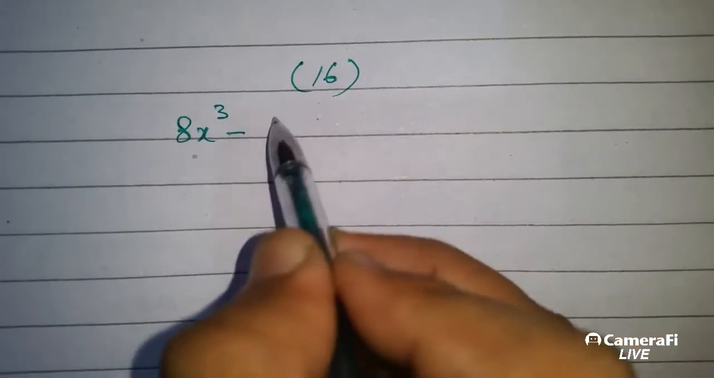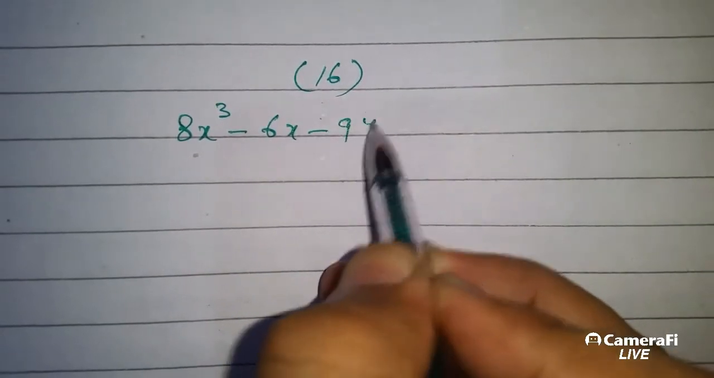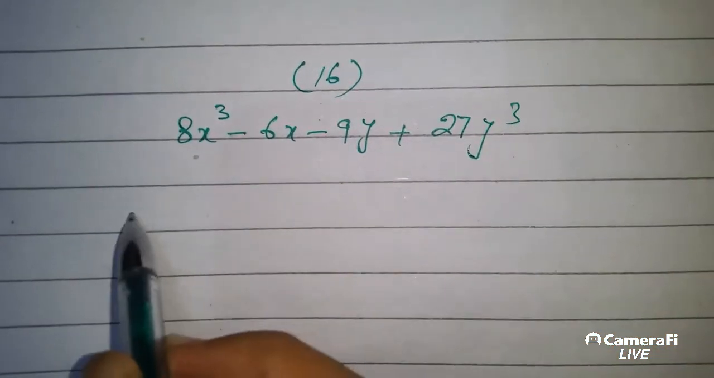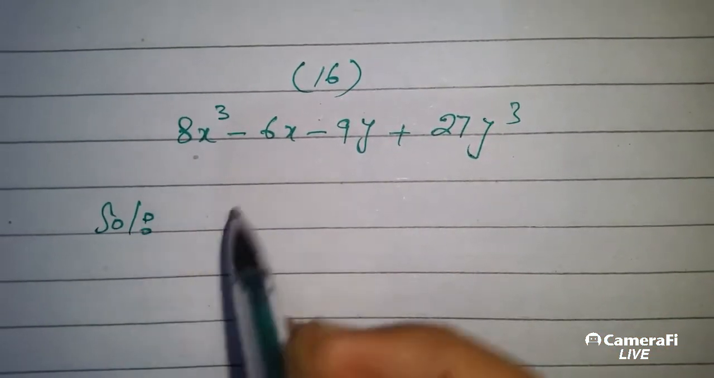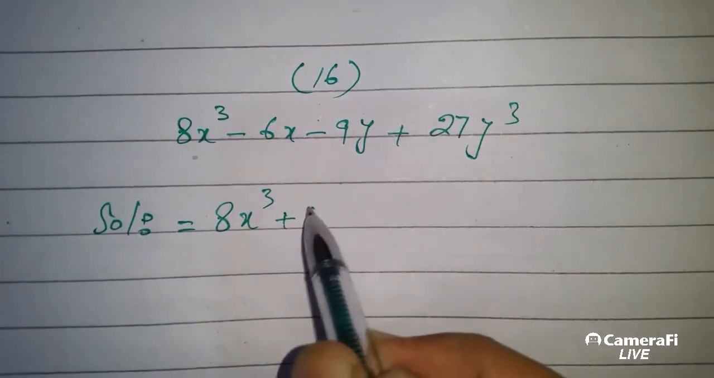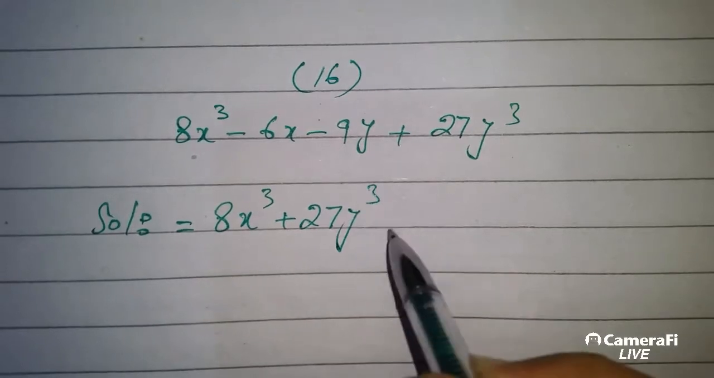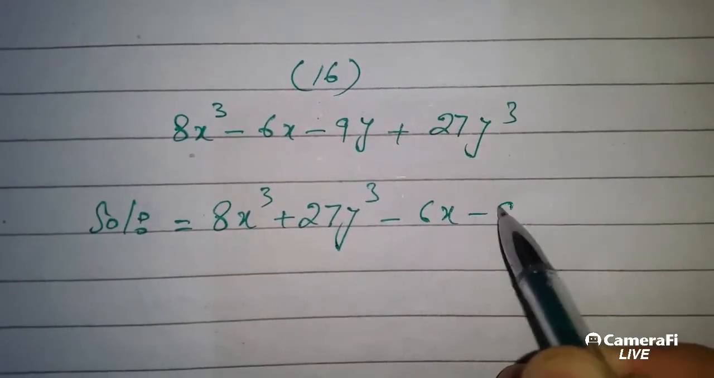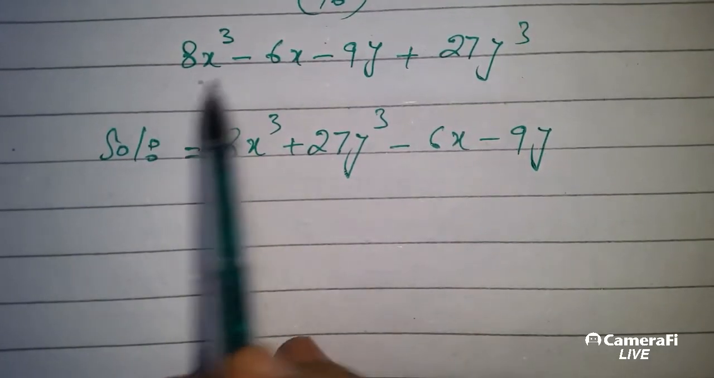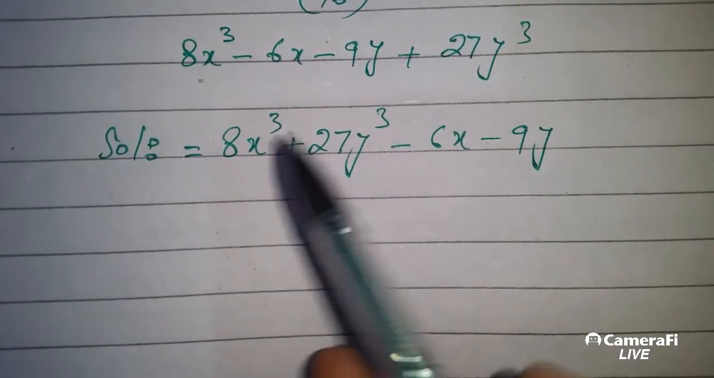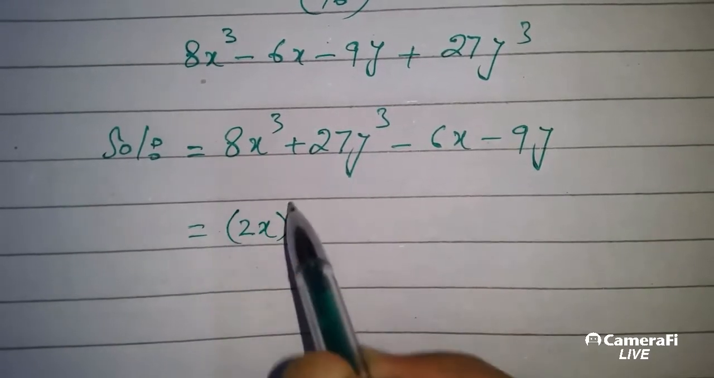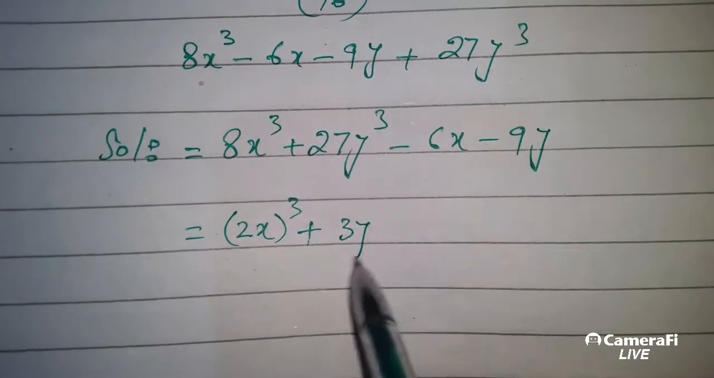8x cube minus 6x minus 9y plus 27y cube. Let's combine the terms of the cube together. I have written this cubic term and this cubic term together. Now I can write it as 2x whole cube plus 3y whole cube.